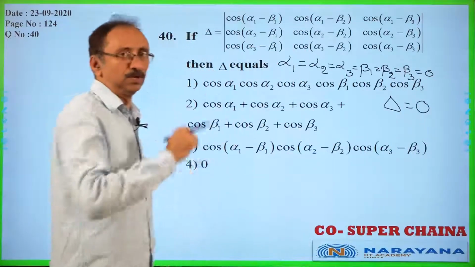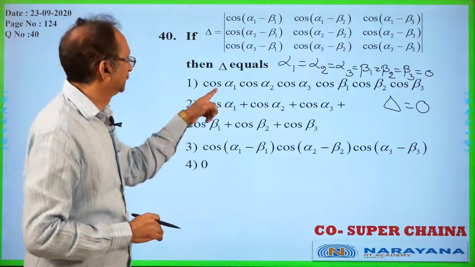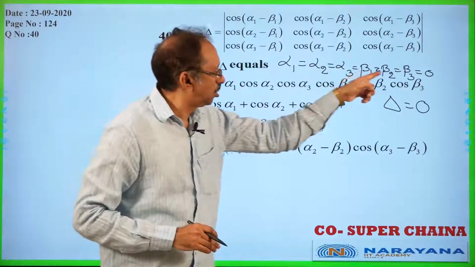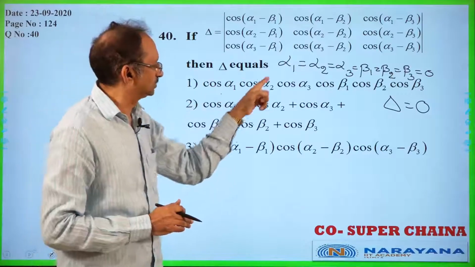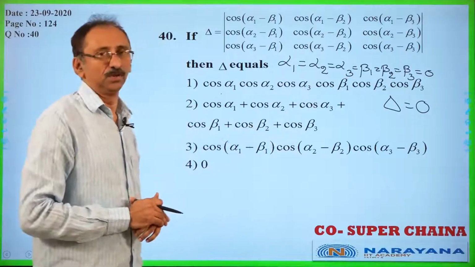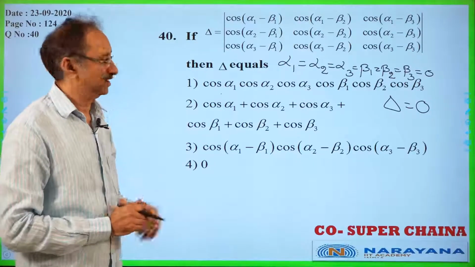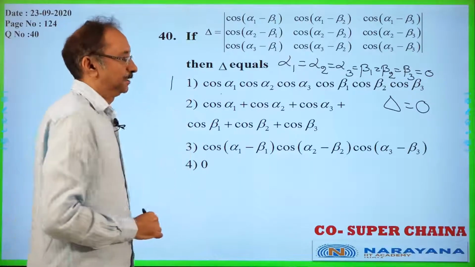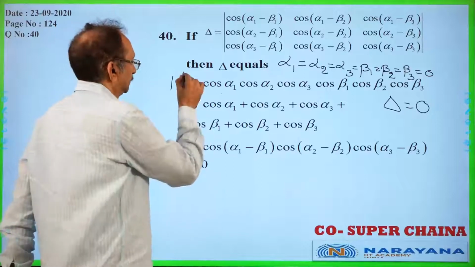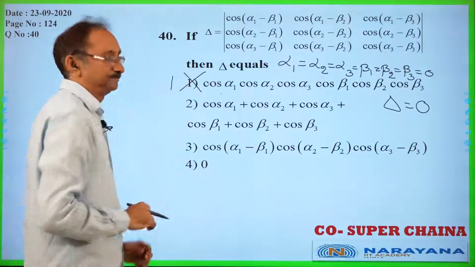And which option equal to 0? We will verify this one. Now I am substituting all zeros for all angles. Therefore cos 0, cos 0, cos 0, like that, cos 0. What is the value of cos 0? 1. So 1 into 1 into 1. So first option is 1, but it is not 0. So first option is not the correct one.